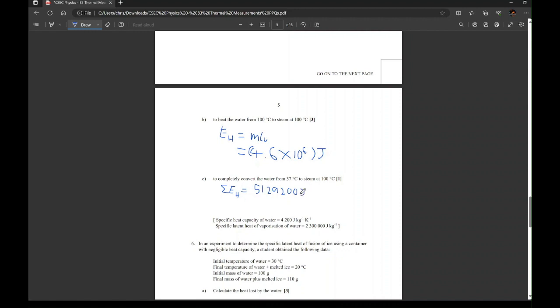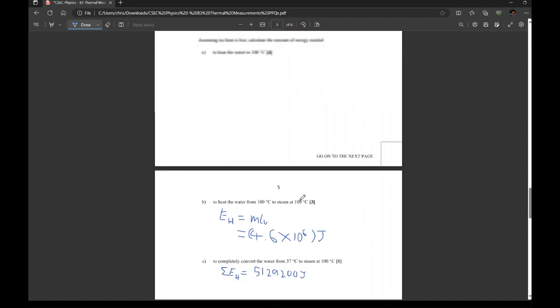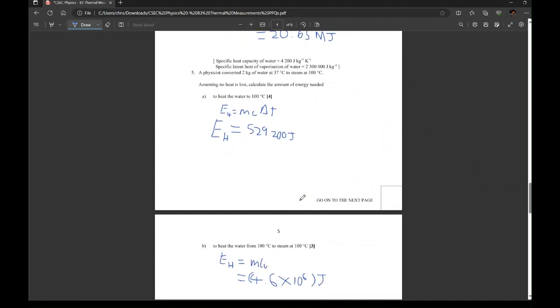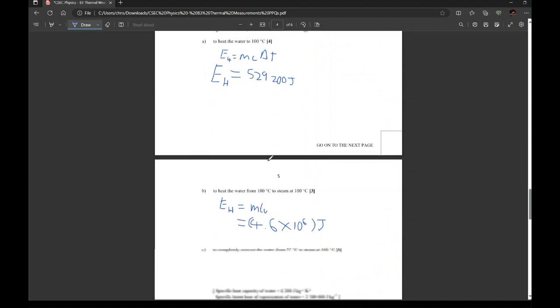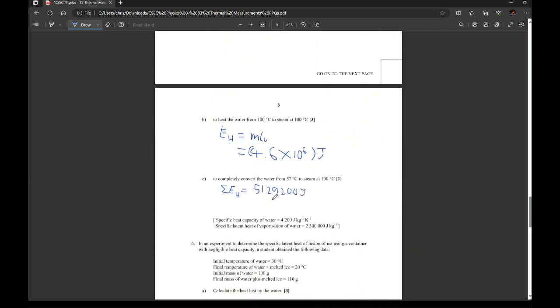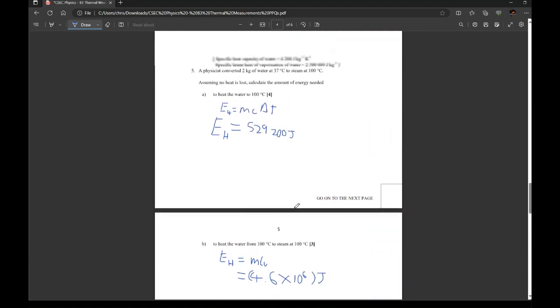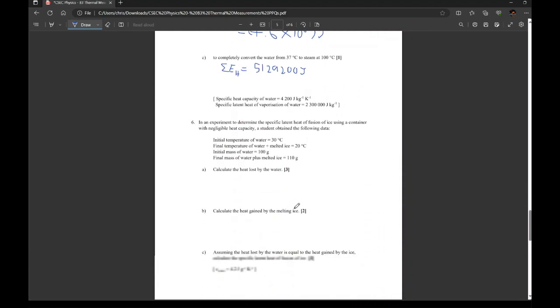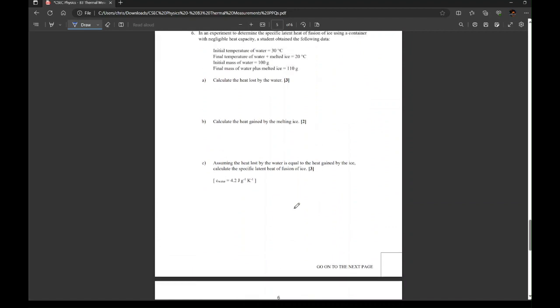And this is of course in joules because it's energy. Okay, so that is question 5 complete. These are the answers that I've gotten. So if you wanted to check these values for yourself, then here they are. Okay, so it actually happens at number 6 right here.